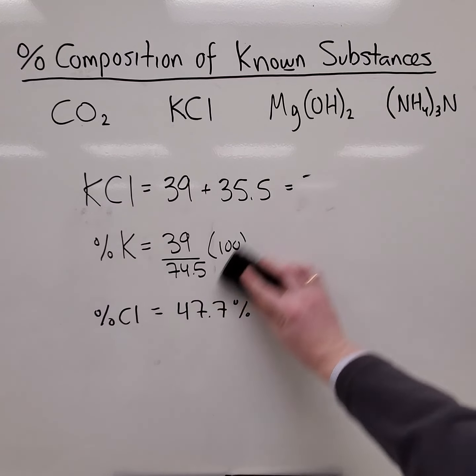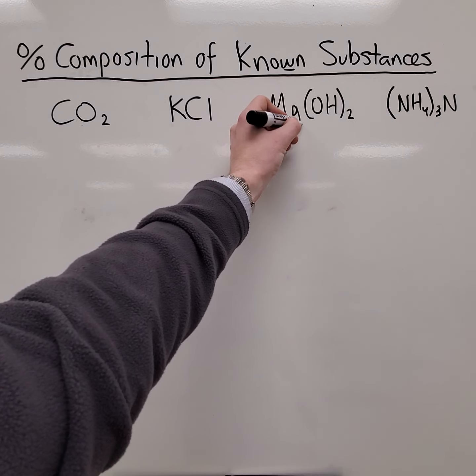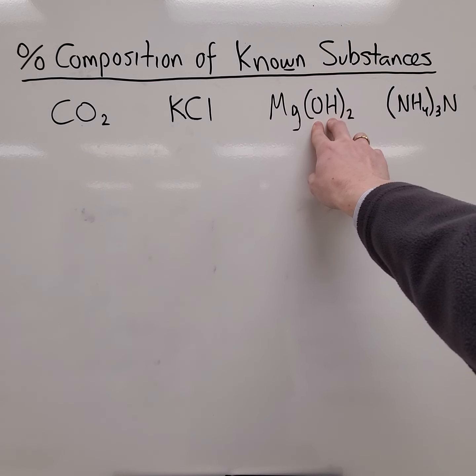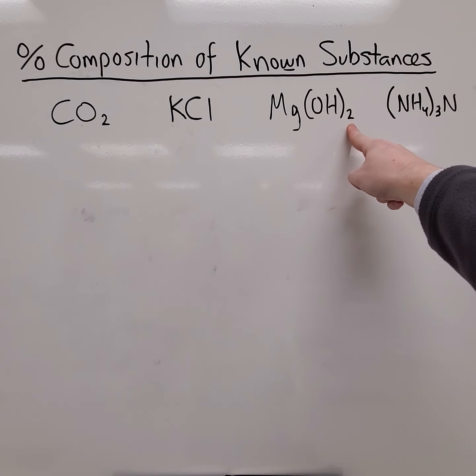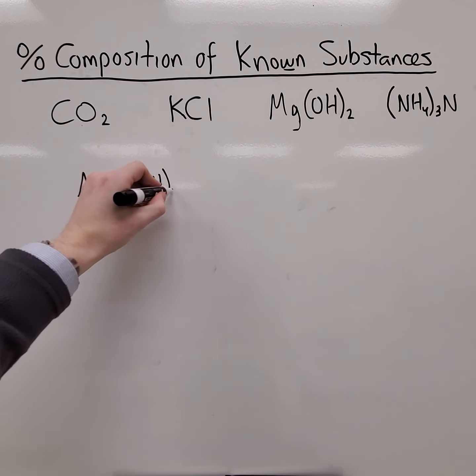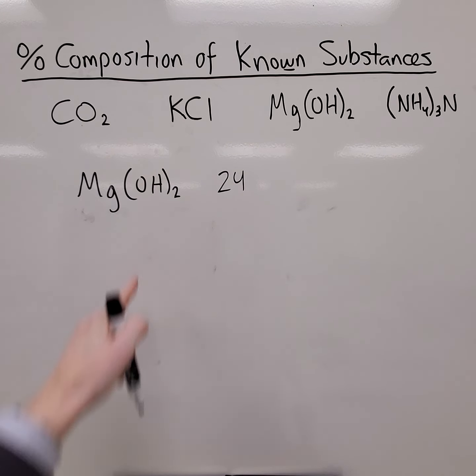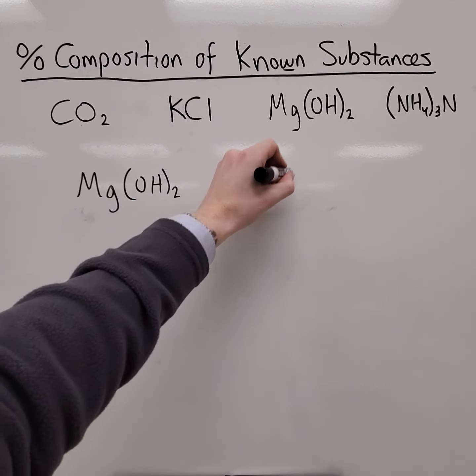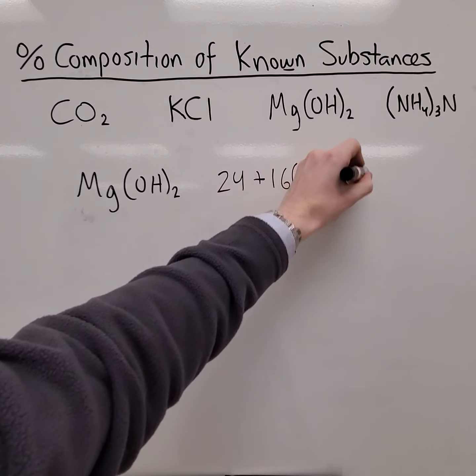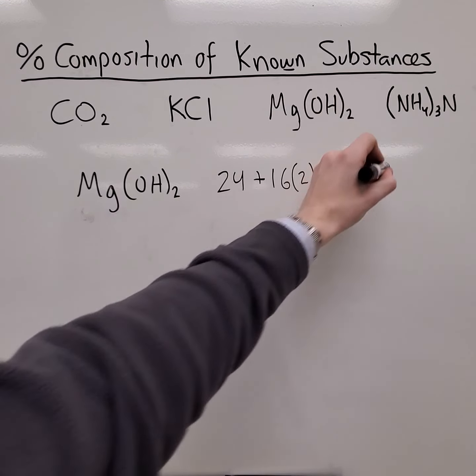Let's do 2 more. Some molecules have parentheses in them, and what that parentheses tells you is that the things that are inside of it have been multiplied by this number outside of it. So for Mg(OH)2, there is 1 Mg, which weighs 24. There are 2 oxygens, which each weigh 16. And there are 2 hydrogens, which each weigh 1, for a total of 58.